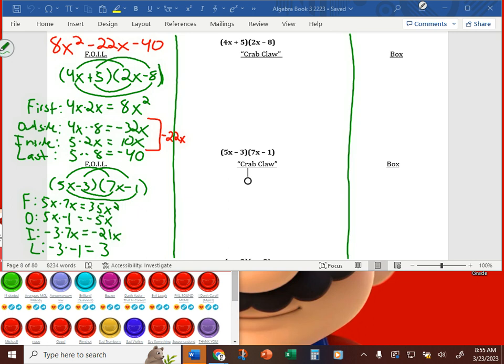Right. You look for what you can combine. Again, that outside, inside. Negative 5x minus 21x is a negative 26x.